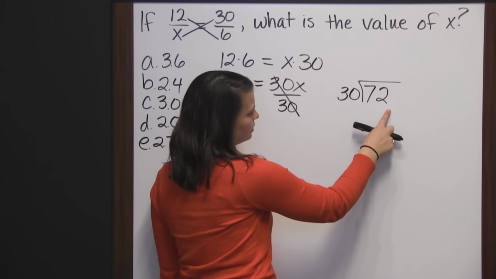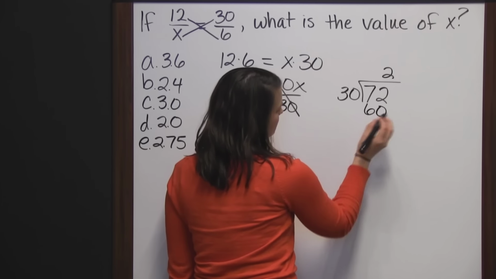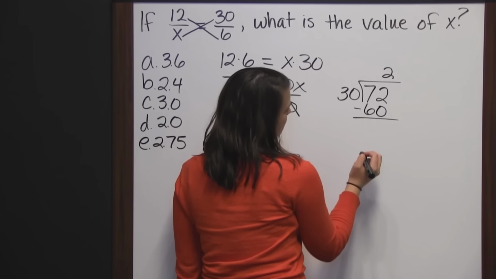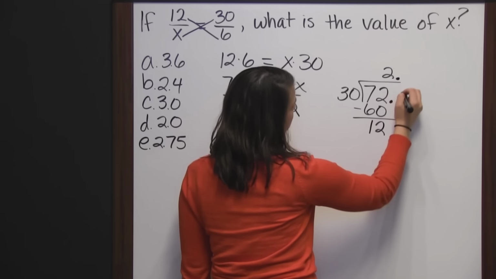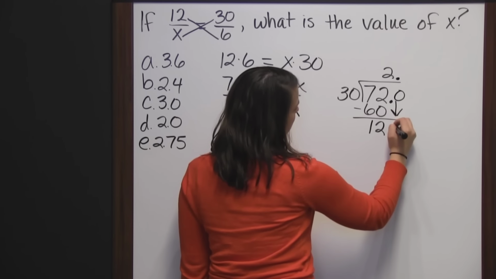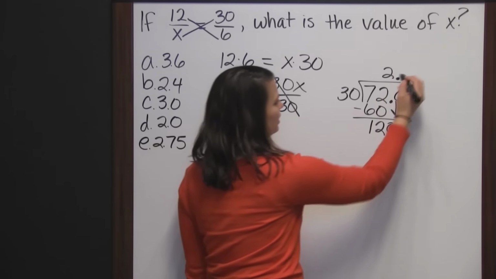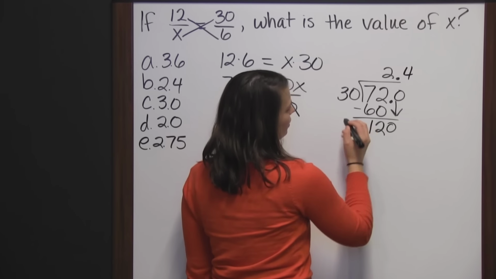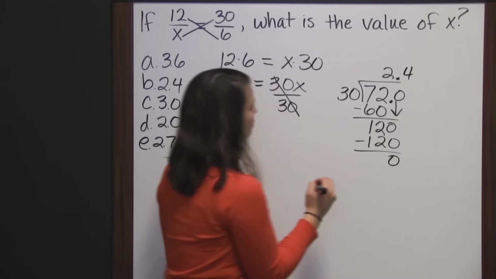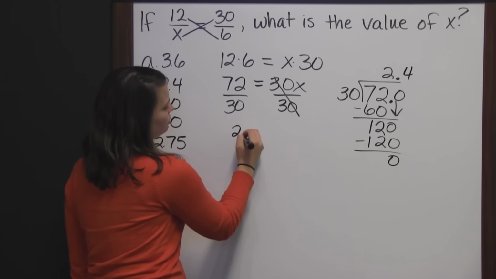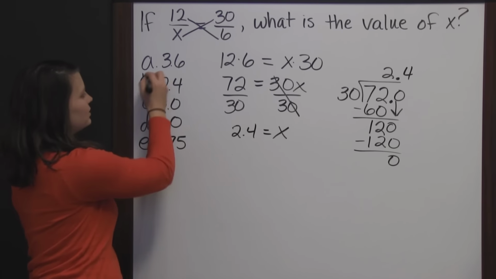30 goes into 72 2 times, which gives us 60. We subtract and we get 12. So we add a decimal and a 0 and bring down the 0. And 30 goes into 120 4 times. 30 times 4 is 120. We subtract and get 0. So that means that 2 4/10 is equal to x, which is answer B.